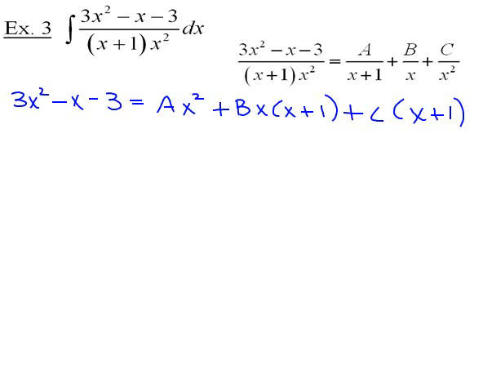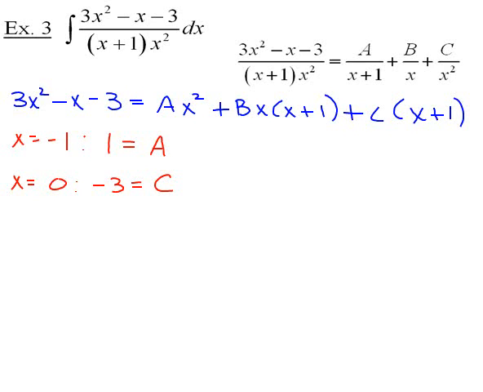Multiplying both sides by the common denominator, I get 3x^2 - x - 3 = Ax^2 + Bx(x + 1) + C(x + 1). Plugging in negative 1 for x causes the B and C to drop out, so A equals 1. Plugging in 0 for x makes A and B drop out, so C equals negative 3.